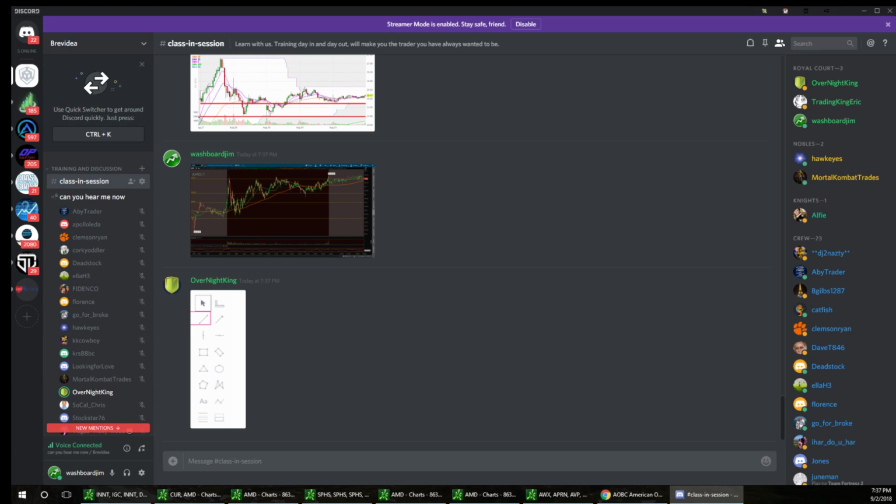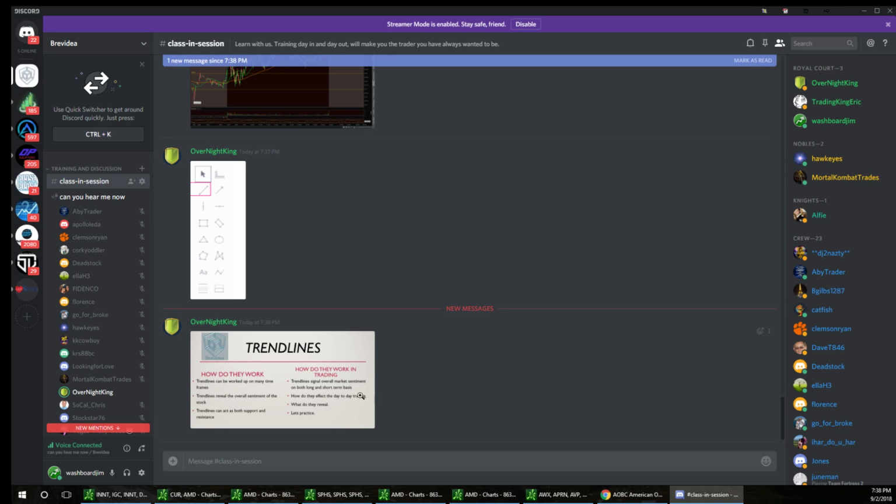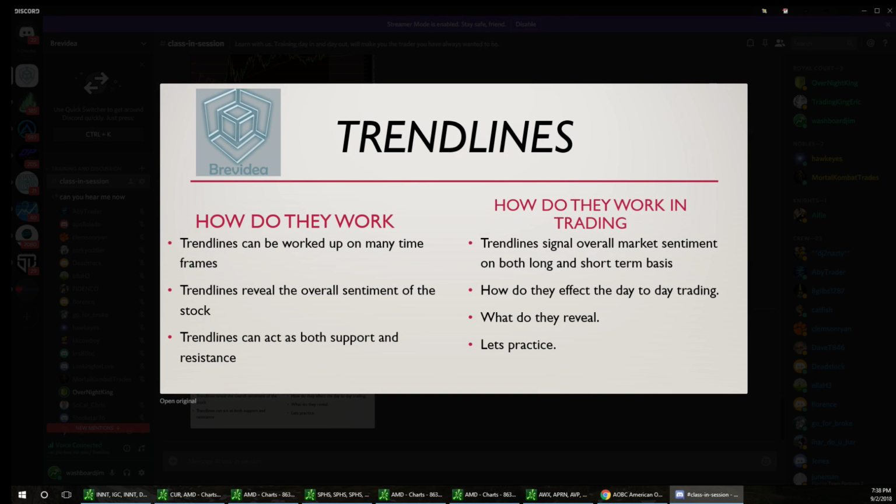Let's go ahead. What are trend lines? Let's talk about what they are and how they work. Trend lines can be worked up on many time frames. Trend lines reveal the overall sentiment of the stock, and trend lines can act as both support and resistance. Trend lines themselves show where the stock is moving up or down in a linear motion, and that's the key thing to understand. It has to be in a linear motion.